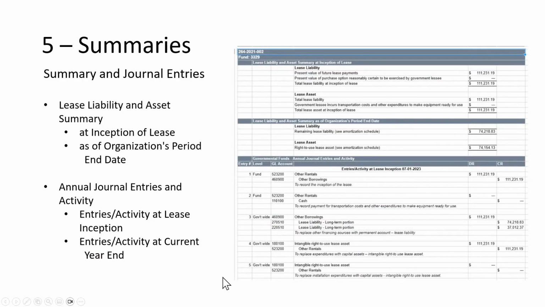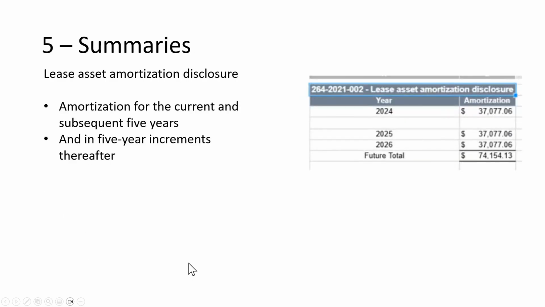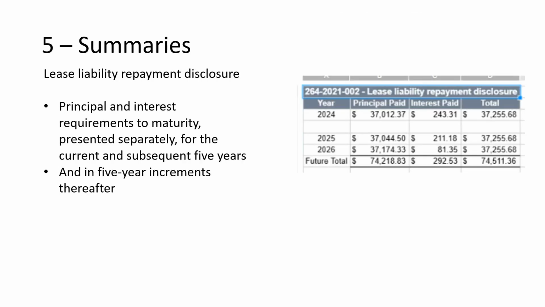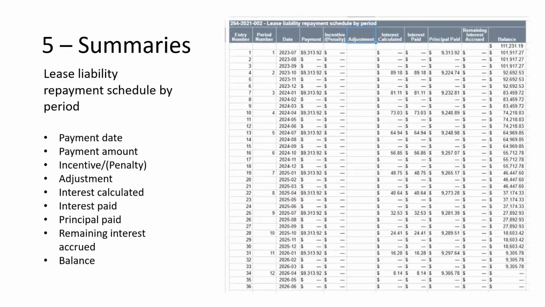Here are some examples for the summary and journal entries. The lease asset amortization disclosure, the lease asset amortization by period, the lease liability repayment disclosure, and last, the lease liability repayment schedule by period.